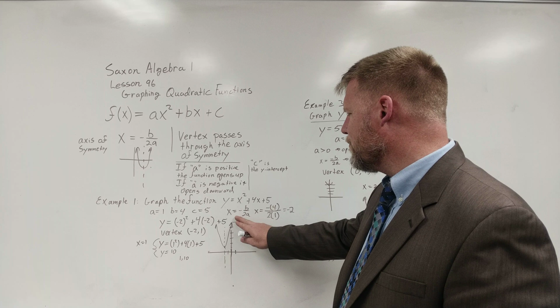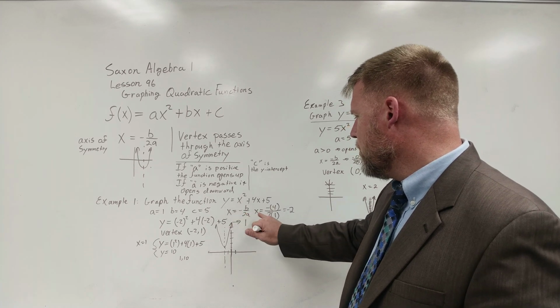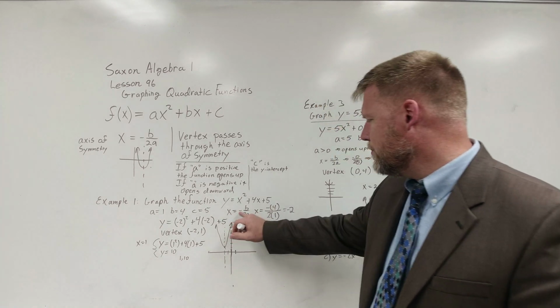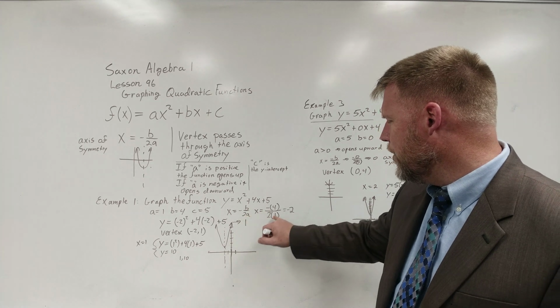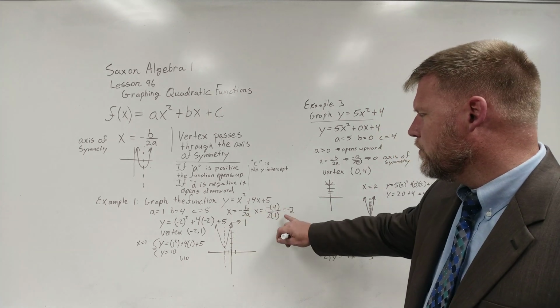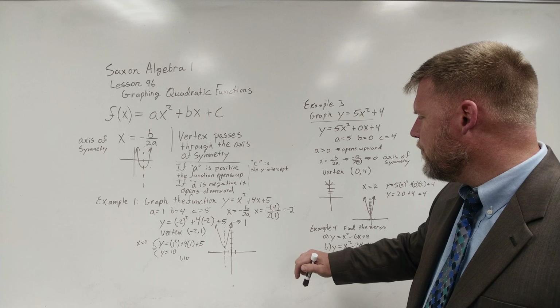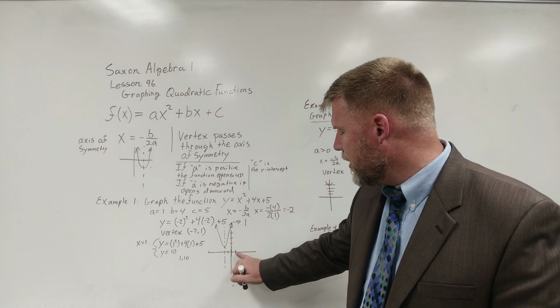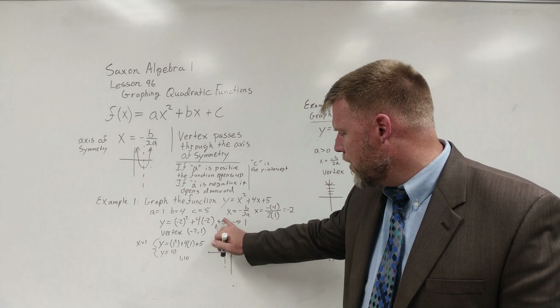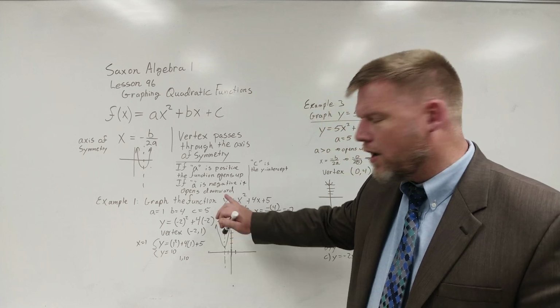x equals negative b over 2a. Well, what was b? 4. What was a? 1. So it becomes negative 4 over 2 times 1, which gives me a value of negative 2. So in other words, I know that the axis of symmetry will be at x equals negative 2. And there's my axis of symmetry, that dotted line I put there.